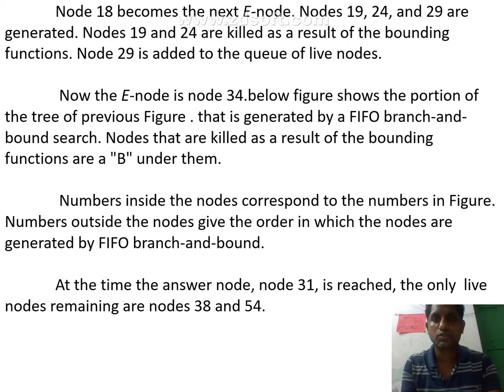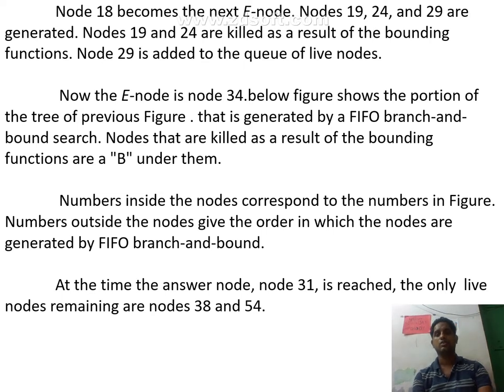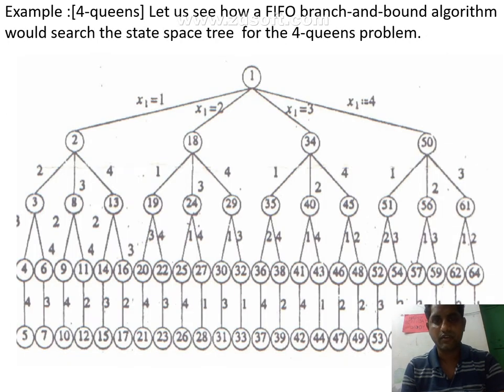Below, the figure shows the portion of the tree of the previous figure that is generated by FIFO branch and bound search, and nodes that are killed as a result of the bounding functions are shown under them. At the time the answer node 31 is reached, the only live nodes remaining are 38 and 54. See here.